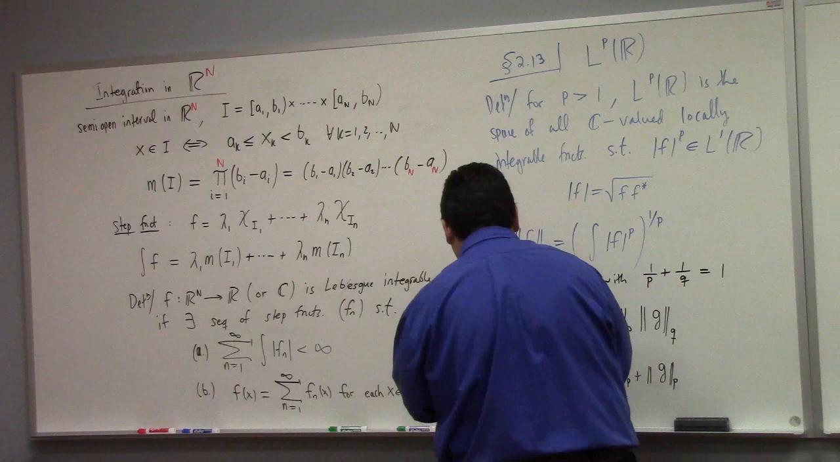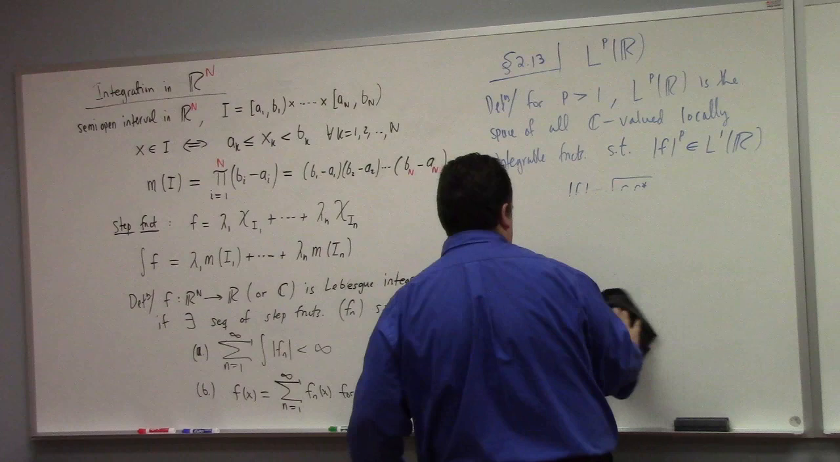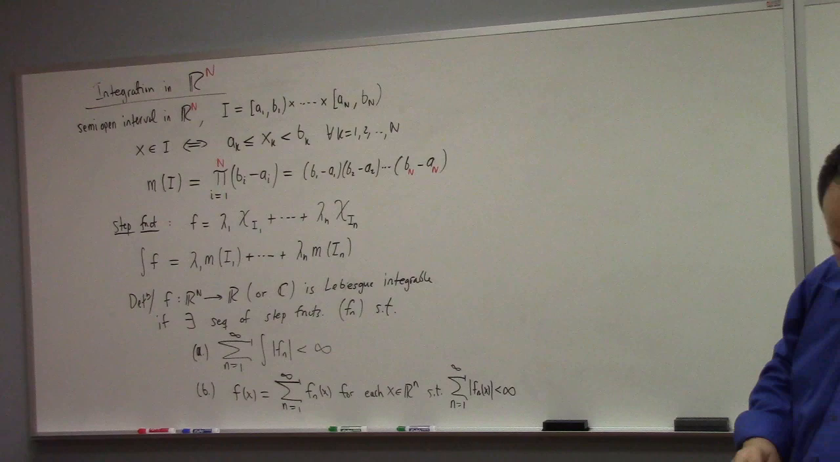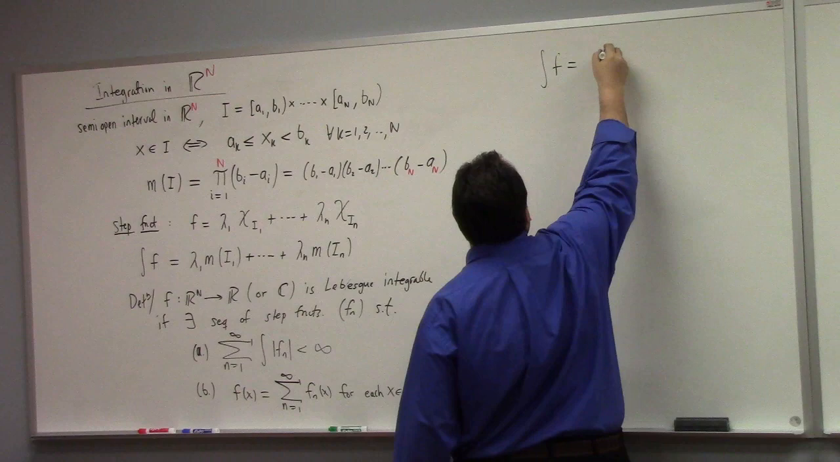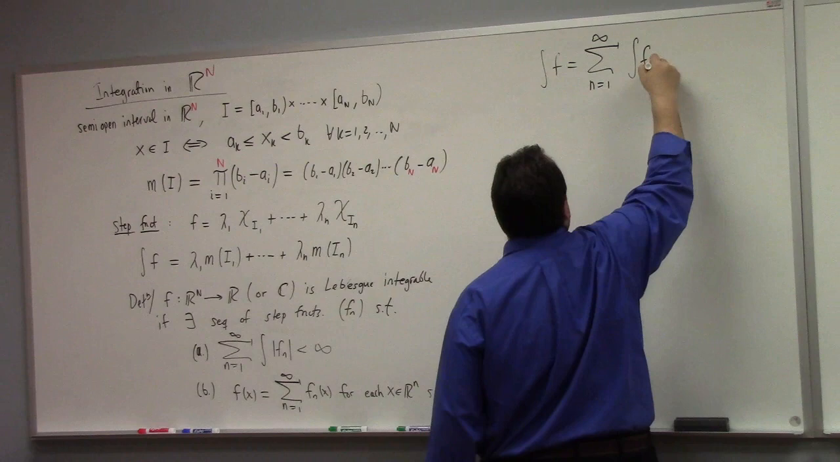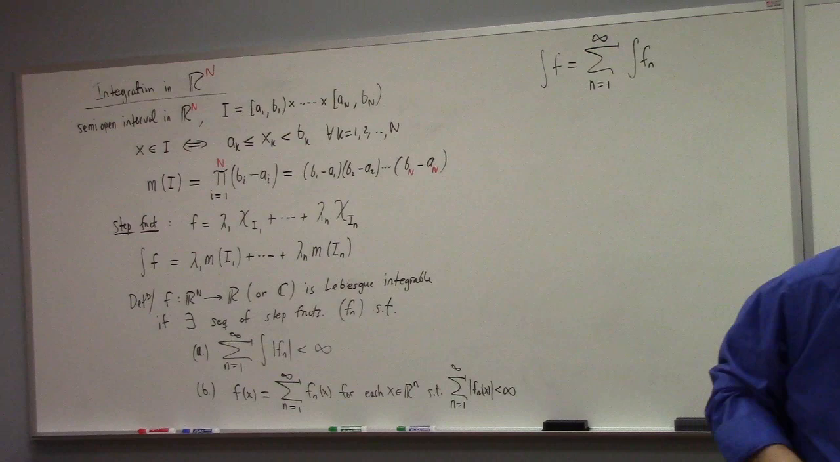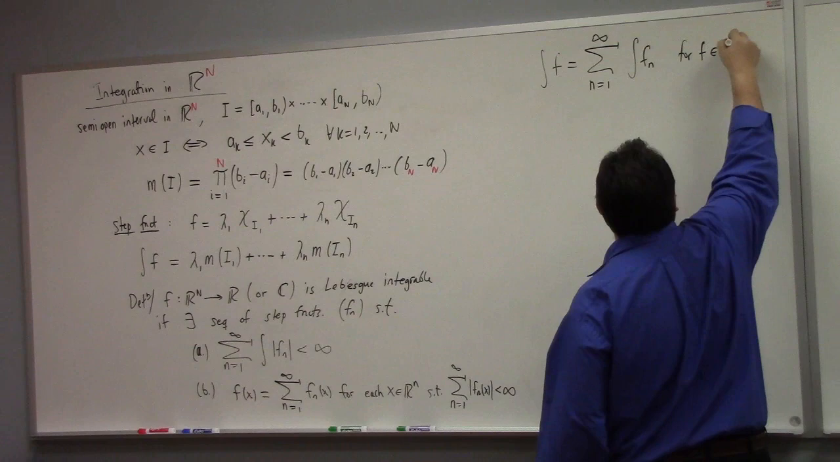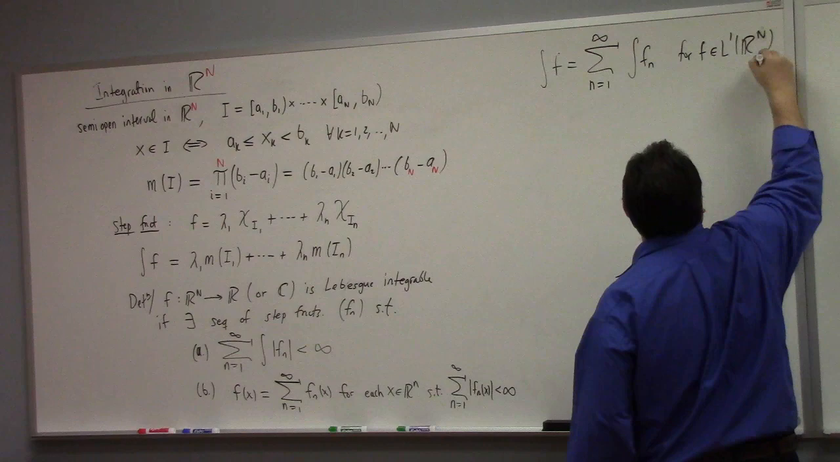And of course, we still need to actually define the integral. What is it going to be? Some of the step functions, right? Some of the integrals of the step functions, yeah. So, indeed, the integral of f is defined by the sum from n equals 1 to infinity of the integral of fn, which is how we defined it in the one-dimensional case as well. Okay, and the space of all the Lebesgue integrable functions on Rn is denoted L1 of Rn. Oops, my bad. Big N.